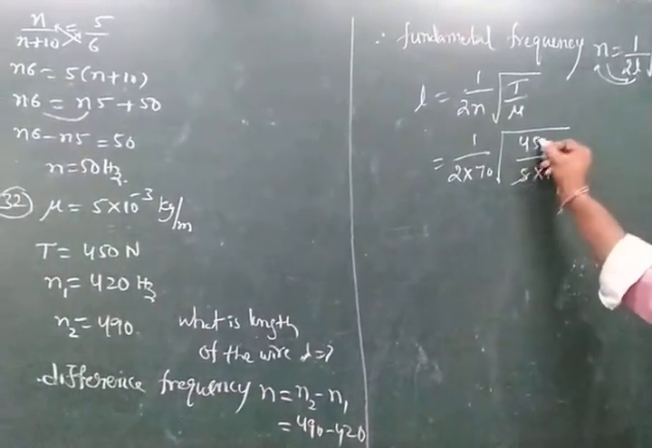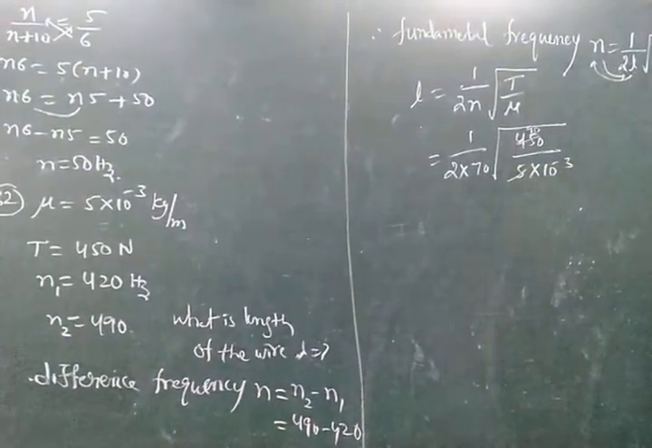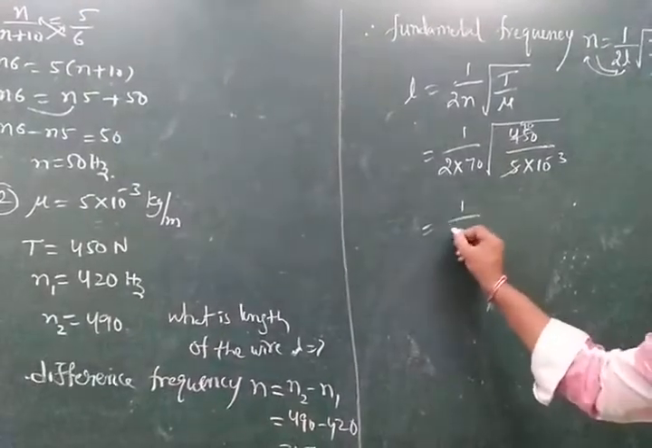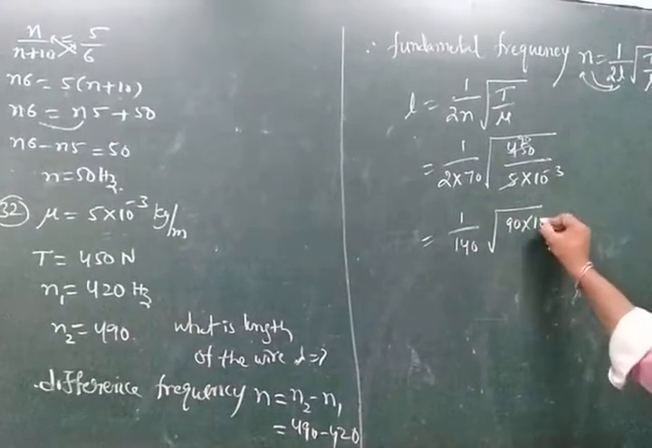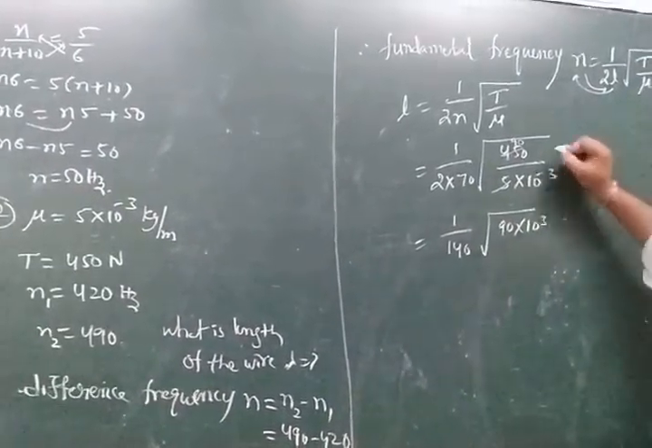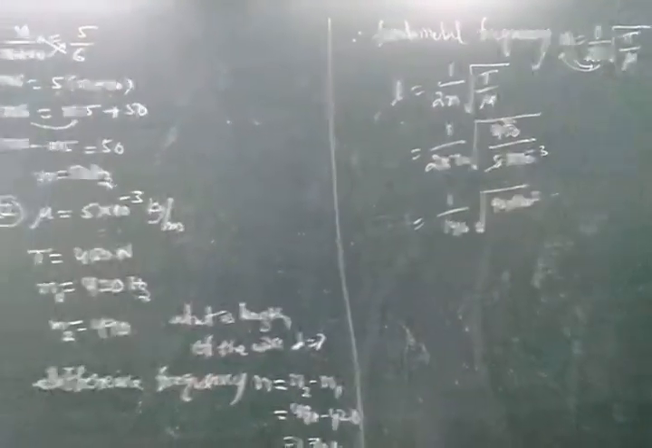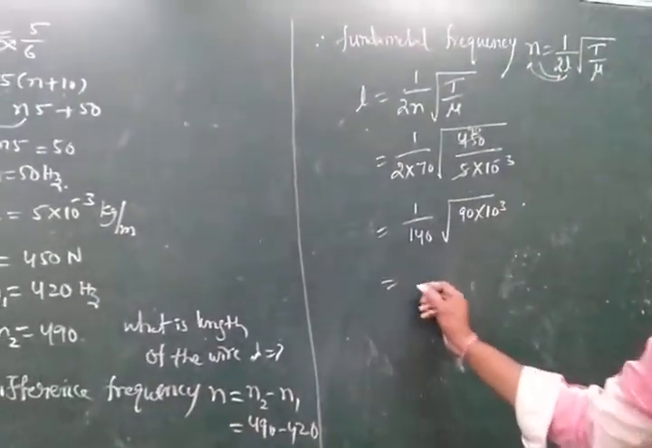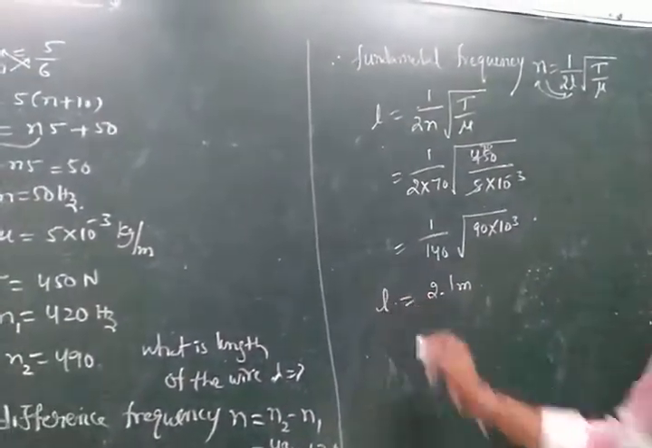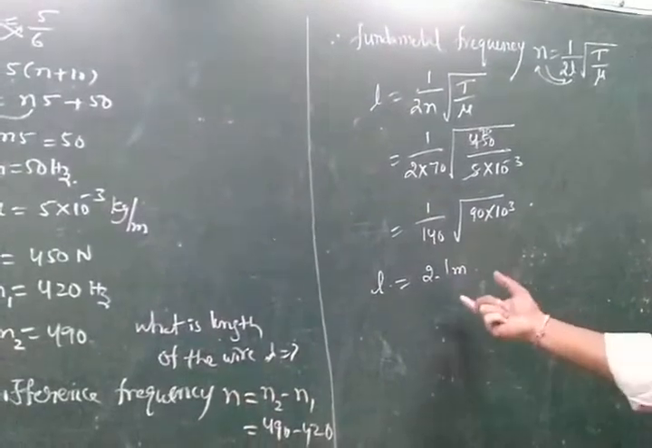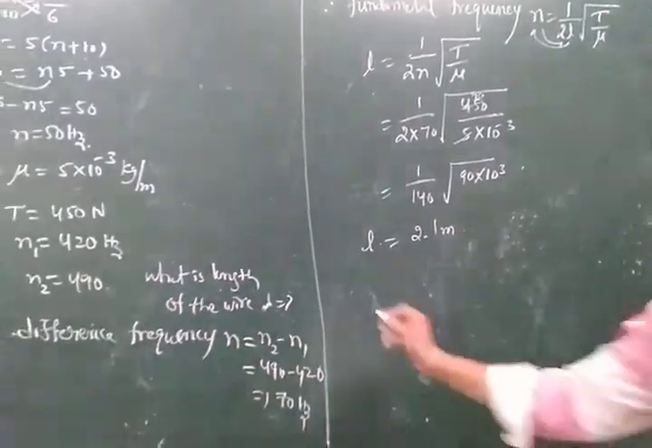Now it cancels: 90 and 10 power of minus 3, taking it from the denominator to the numerator, the negative is converted to positive. That gives 1 by 140 under root of 90 into 10 power of 3. With this total calculation, the length is 2.1 meter. This is the length of the sonometer wire: 2.1 meter. So next, question number 33.